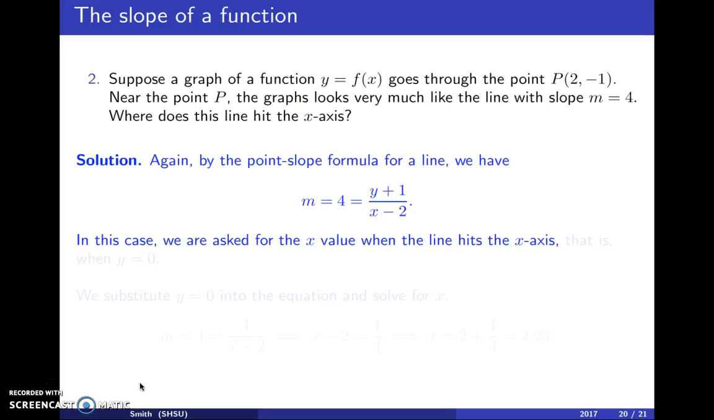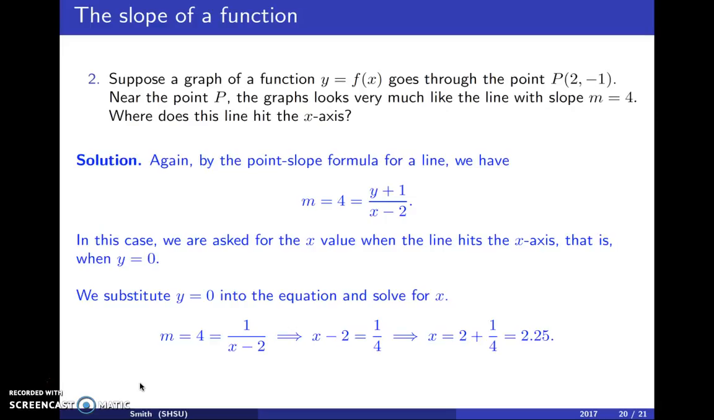So if we want to know when y is 0, we plug that into this formula, and we get that the slope 4 is 1 over (x minus 2). Now we solve for x. And so x minus 2 is 1/4, so x is 2 plus 1/4, or 2.25.